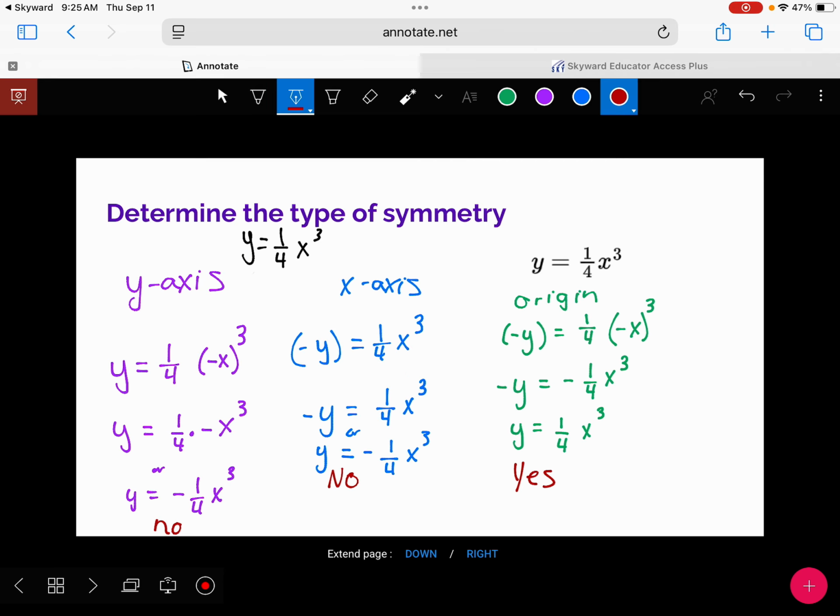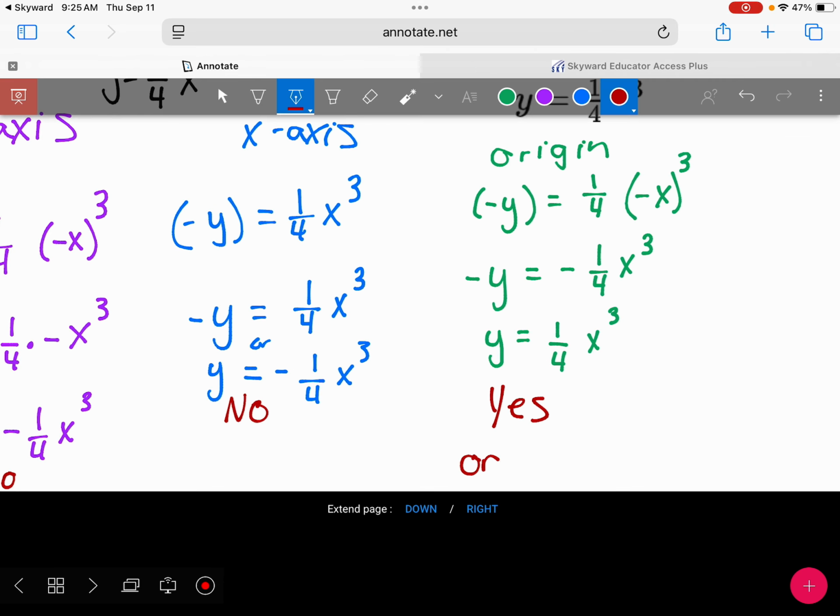I could use this one as a spinner. It's got origin symmetry, or you could just call it odd.